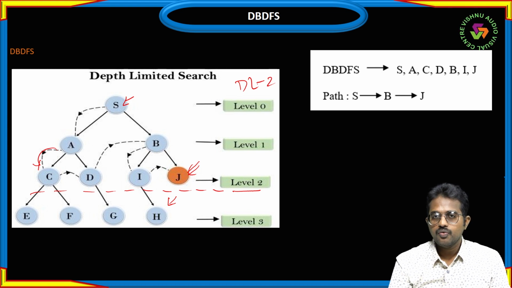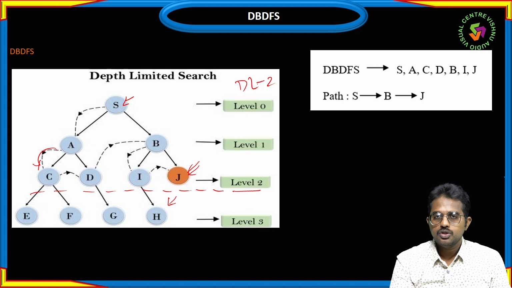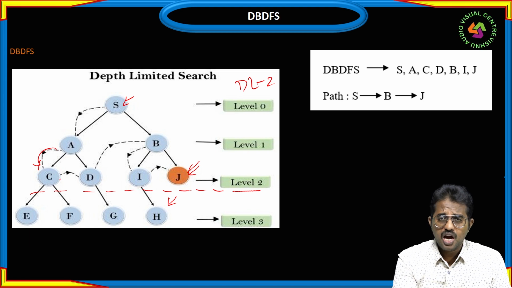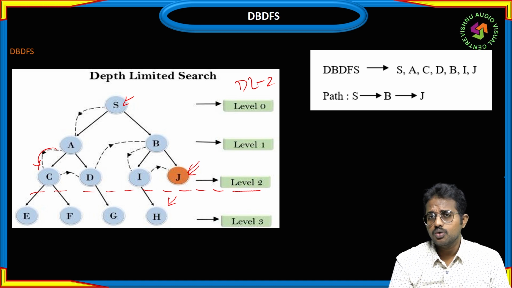But we will check the depth limit of those nodes. The depth limit of E is 3 and also F is 3, so these two are ignored and they will not be added to the open. After C is checked, D and B are in the open. D is the leftmost value, so D is picked and D is again checked for the goal test.